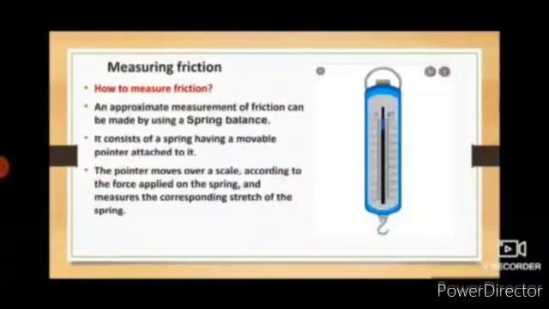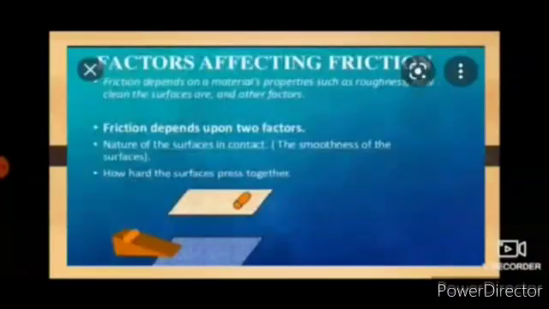Now coming to measuring friction. How can we measure friction? An approximate measurement of friction can only be made by using a spring balance. Like we can see the figure of a spring balance alongside. It consists of a spring having a movable pointer attached to it. The pointer moves over a scale according to the force applied on the spring and measures the corresponding stretch of the spring. So this is how we measure friction with a spring balance.